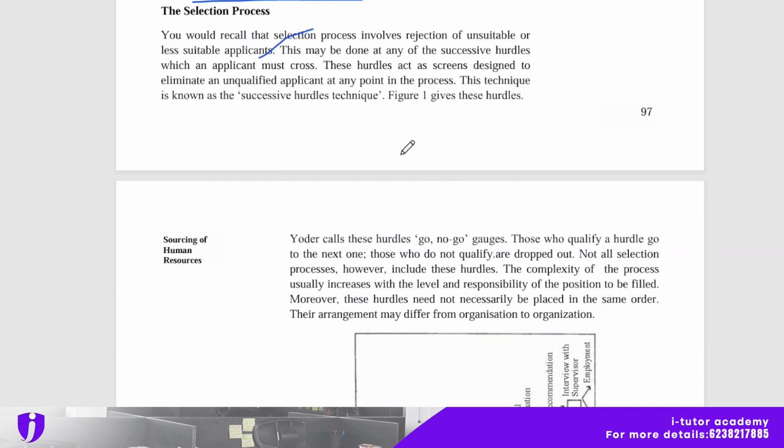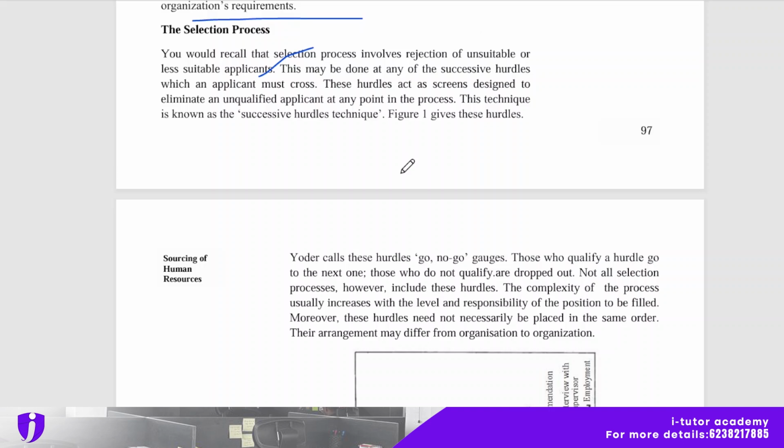This may be done at any of the successive hurdles which an applicant must cross. These hurdles act as screens designed to eliminate an unqualified applicant at any point in the process. This technique is known as the successive hurdles technique. Some call these hurdles no-go gauges. Those who qualify a hurdle go to the next one. Those who do not qualify are dropped out.